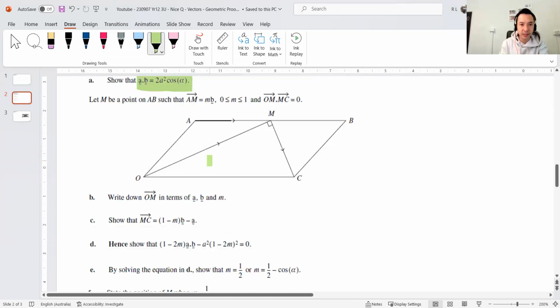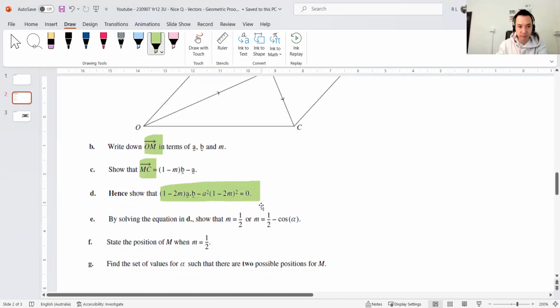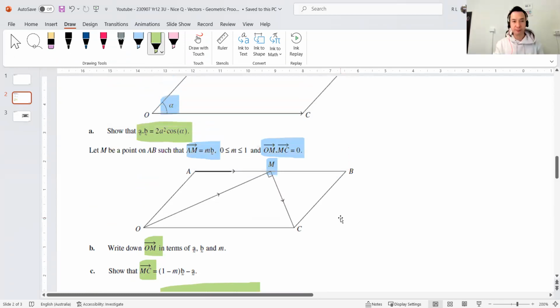Now, what's this part? Let M be a point here, so that AM is a fraction of MB, and that's a right angle. Everything given is in blue. And my questions here are: write down OM, then show this statement for MC, and find the set of values of alpha. Okay, two possible. All right, let's dive right in.